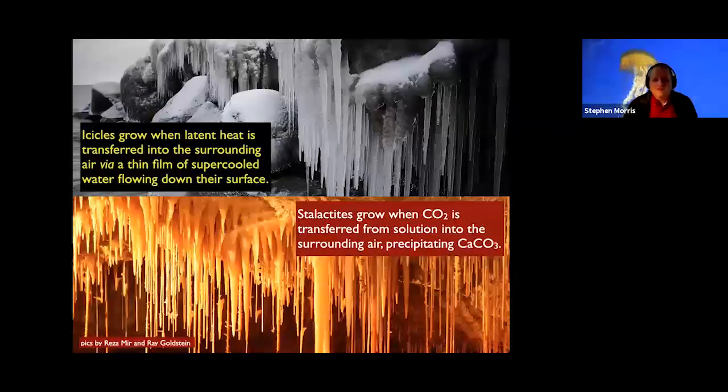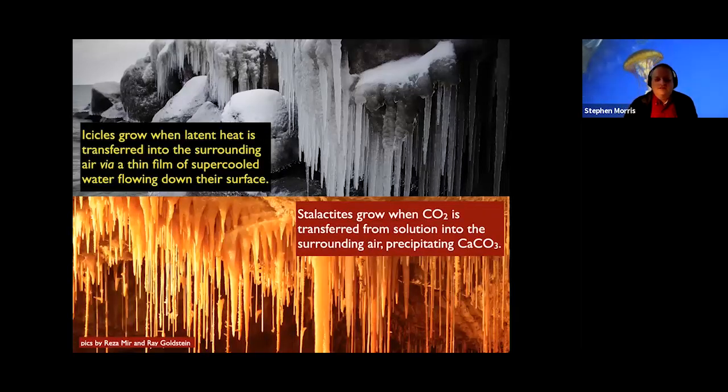So what's an icicle? An icicle is a piece of ice, and you make ice by taking water at 0 degrees Celsius, and you remove a certain amount of heat from that water, a certain amount of latent heat, and it switches to ice at 0 degrees Celsius. So in order to grow ice in a dynamic way, it's basically a heat transport problem. You've got to remove the latent heat.